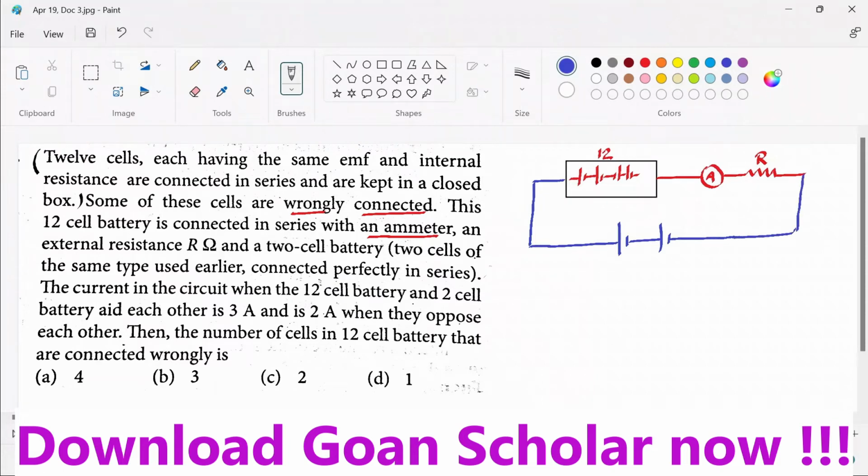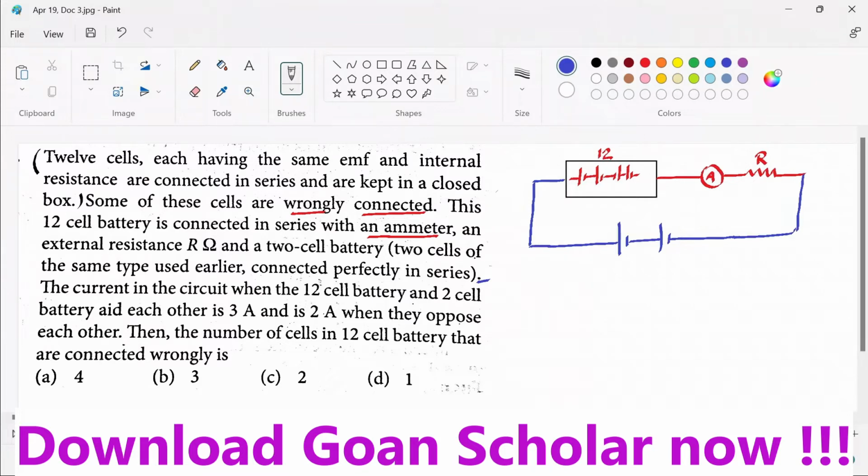Till which point have we done with the diagram? This point. In case you understood this, very good. If you have not understood, let me repeat again for you. We had 12 batteries and these 12 batteries are connected randomly. Some of them are in perfect order, some of them are in random order. We don't know what the order is. Then that is connected to an ammeter and an external resistor capital R, and 2 other batteries having the same EMF.